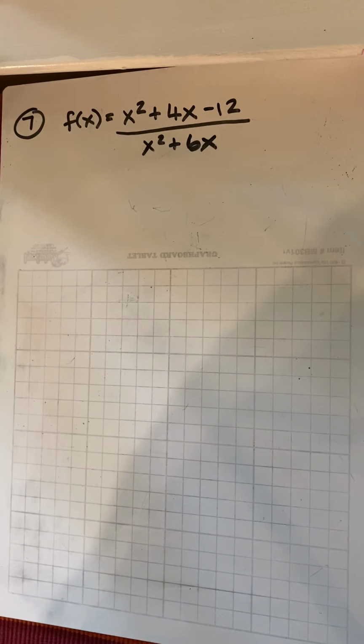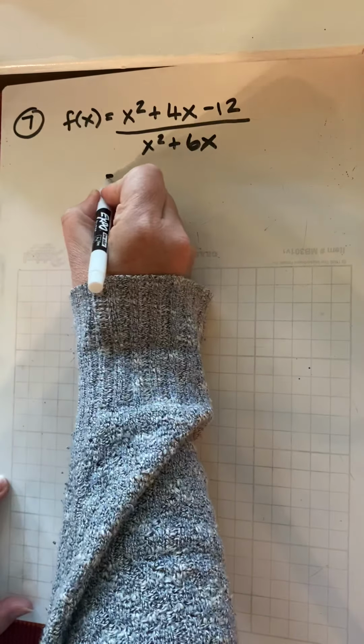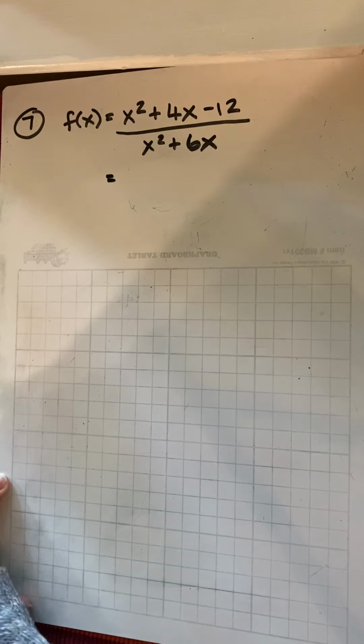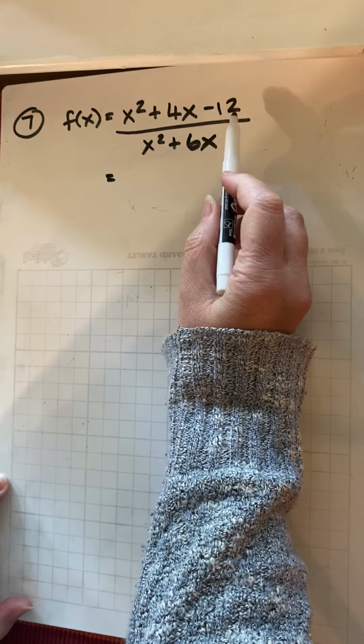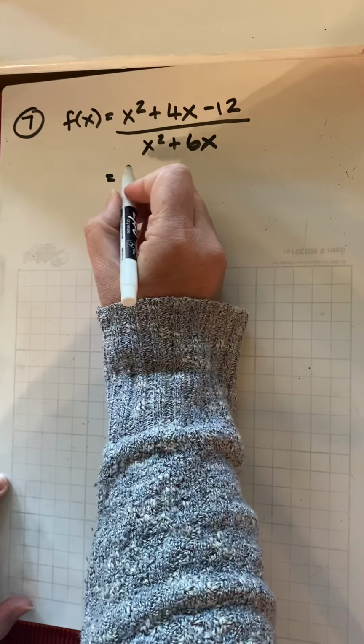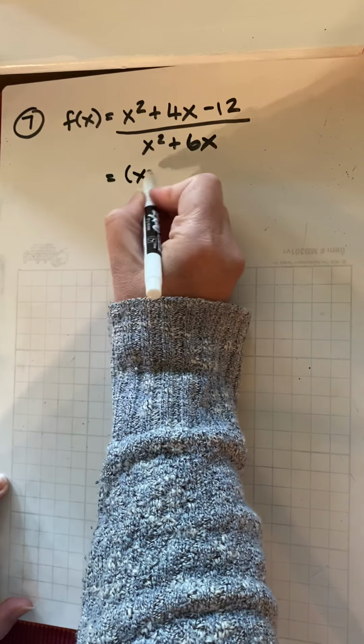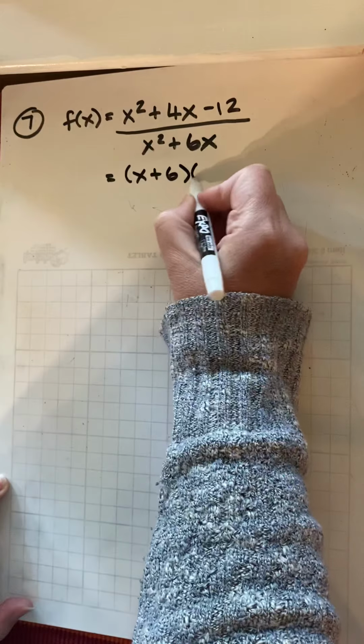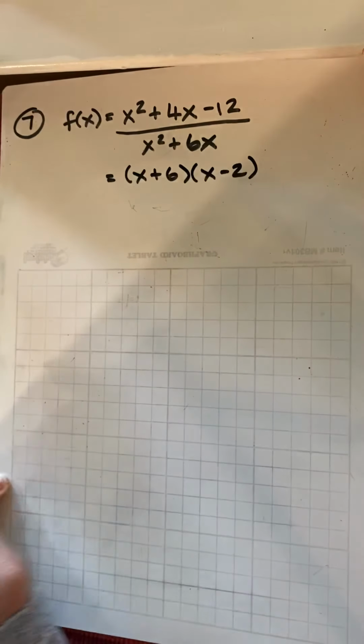Question number 7 says to find any asymptotes and/or holes. So the first thing you want to do is factor your rational function here. The numerator is a trinomial. You want to look for things that multiply to -6 and add to 4, which would be 6 and -2. So you can factor this into (x + 6)(x - 2).